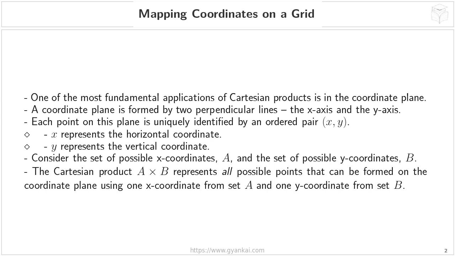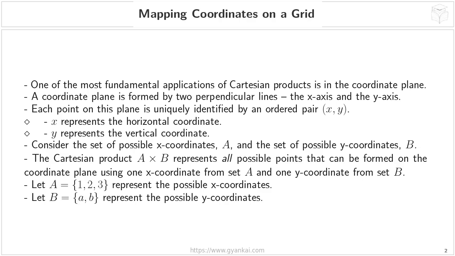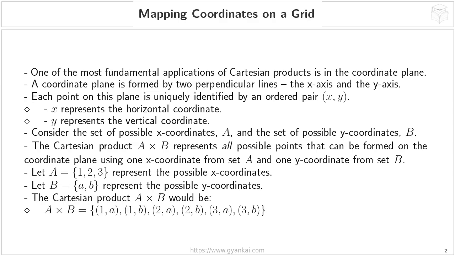Let's look at an example. Suppose our set A, representing the possible x-coordinates, is {1, 2, 3}. And let's say our set B, representing the possible y-coordinates, is {a, b}. If we take the Cartesian product of A and B, A × B, we get the following set of ordered pairs: (1, a), (1, b), (2, a), (2, b), (3, a), and (3, b).